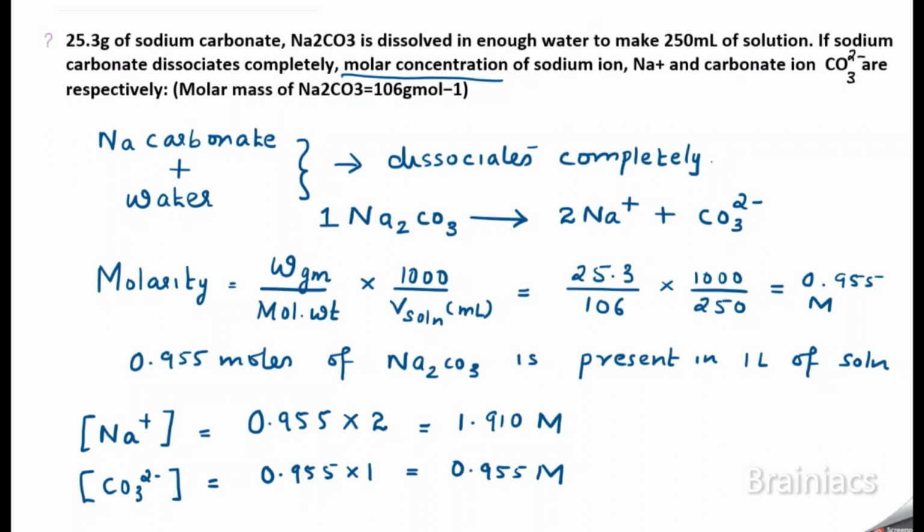And here 2 is there. That means the charge here is 2 minus. And it is neutralized. 2 Na plus means net positive charge is 2 plus, and 1 CO3 2 minus means net charge is 2 minus. So 2 plus and 2 minus, net charge will be equal to 0.